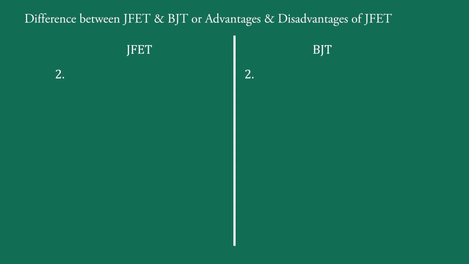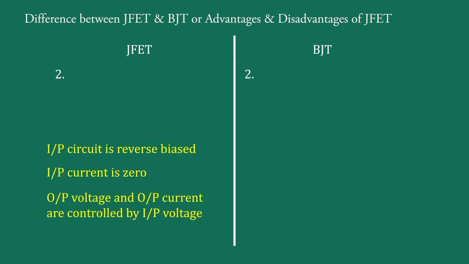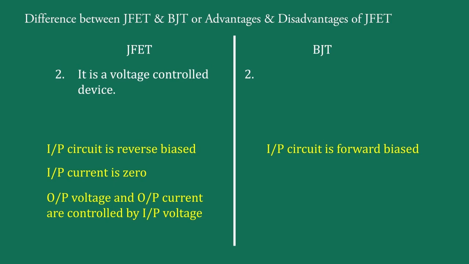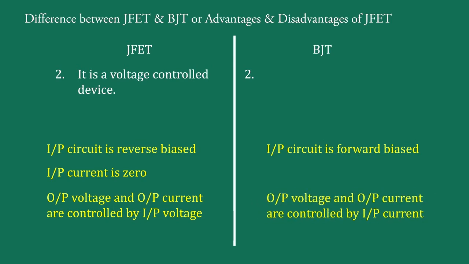2. In JFET, the input circuit is reverse biased, therefore input current is 0, and output voltage and output current are controlled by the input voltage. Thus, it is a voltage control device. In BJT, the input circuit is forward biased. Therefore, output voltage and output current are controlled by the input current. Hence, it is a current control device.